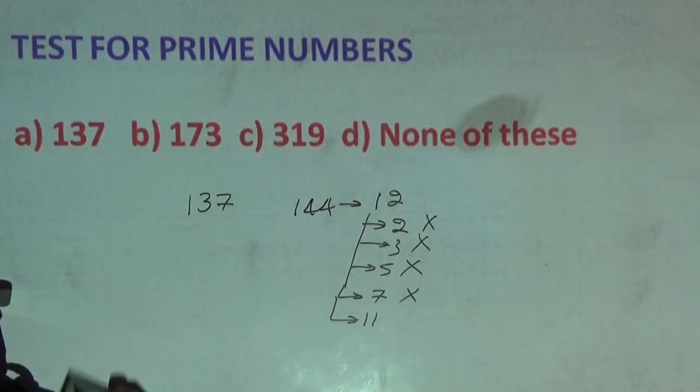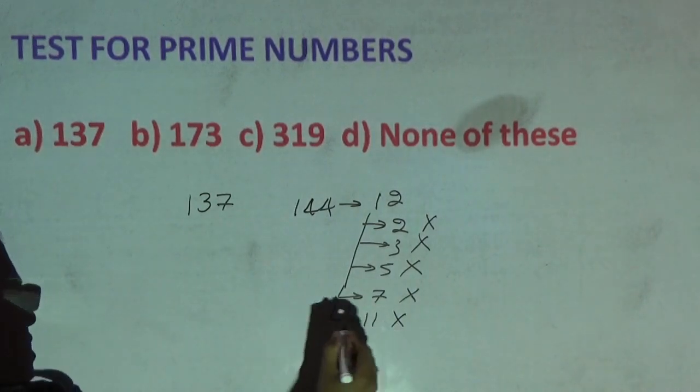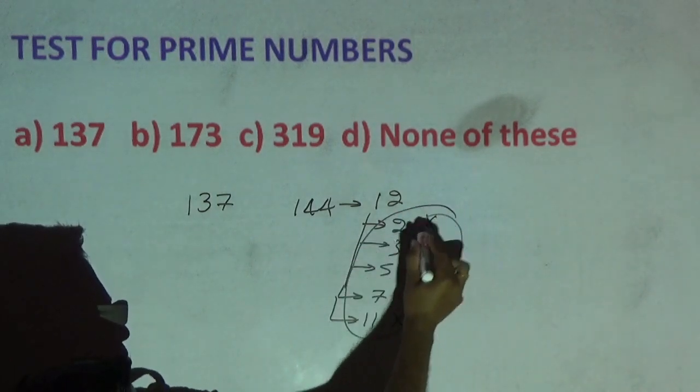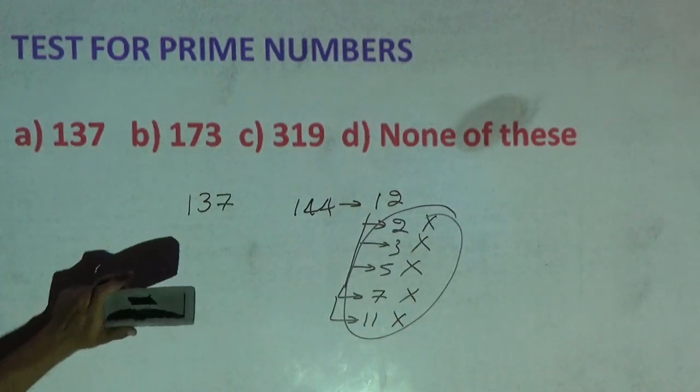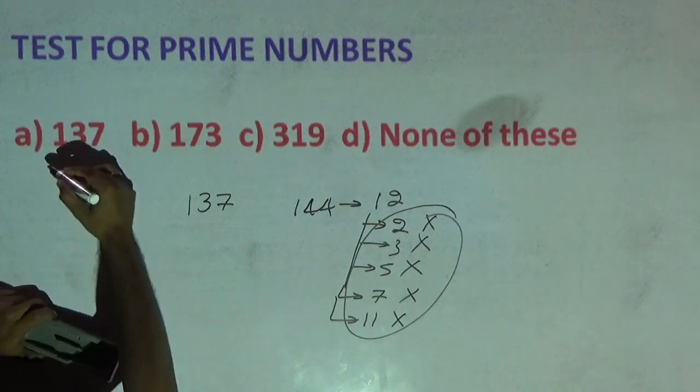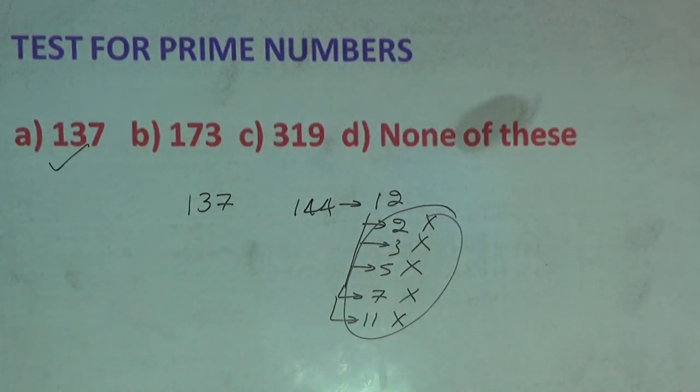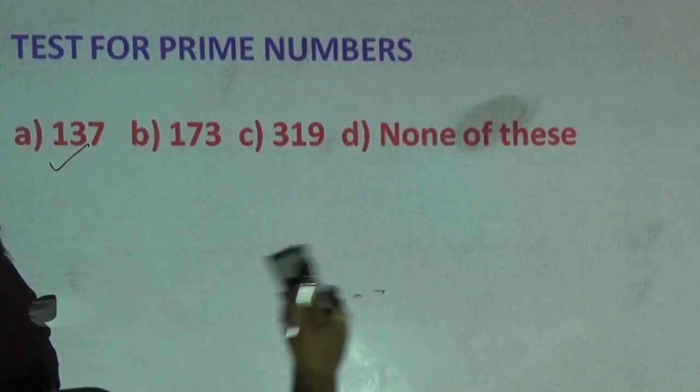Then 11, whether it is divisible by 11? No. Therefore, this is not divisible by any of these numbers. Therefore, this is a prime number. 137 is a prime number. This is how you have to check whether the given number is prime or not. Okay, next example I am going to take.